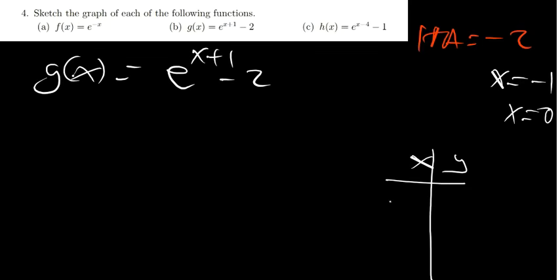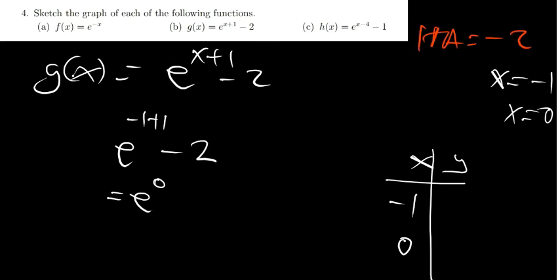If x is -1, what will be the value of y? Let's see. e to the power -1 plus 1 minus 2. So this is going to be e to the power 0 minus 2. Any number to the power 0 is 1. Minus 2 is going to give us -1. So I'll get -1 here.